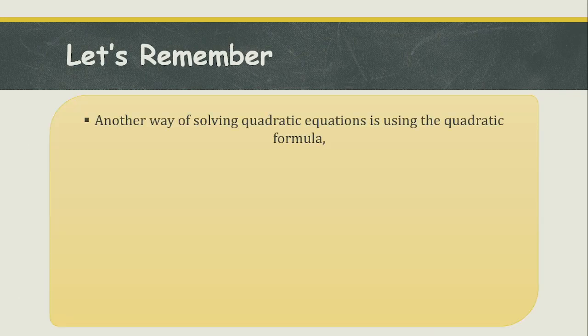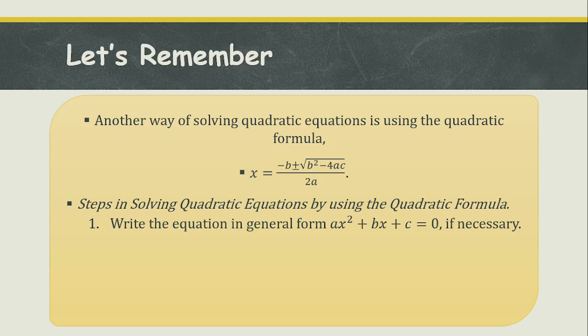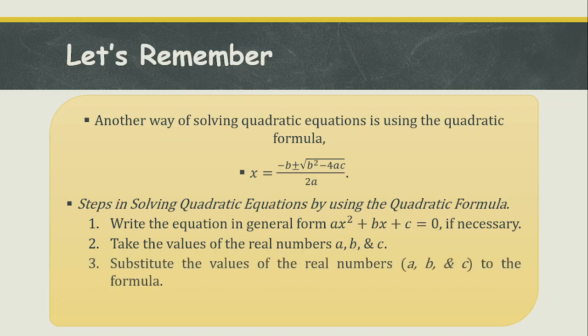So, let's remember, another way of solving quadratic equation is using the quadratic formula. So, the quadratic formula is x is equal to negative b plus minus square root of b squared minus 4ac, divided by 2a. Steps in solving quadratic equation by using the quadratic formula. Number 1. Write the equation in general form ax squared plus bx plus c is equal to 0 if necessary. Number 2. Take the values of the real numbers a, b, and c. Number 3. Substitute the values of the real numbers a, b, and c to the formula. Number 4, solve.